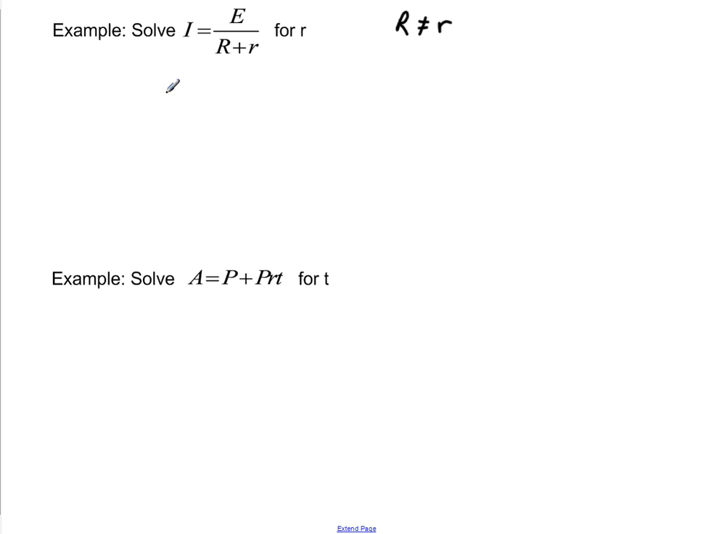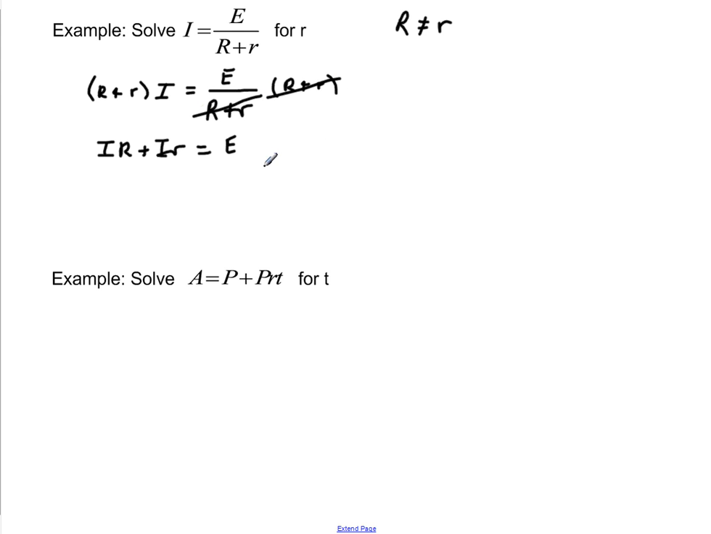Well, this is like one of those rational equations that we had before, where we've got a denominator, but we need to eliminate the denominator. So what I'm going to do on this particular equation is multiply both sides of the equation by the common denominator of R plus small r, R plus small r on both sides. All right, so I have an equation that looks like this: I times R, if I distribute, plus I times small r is equal to E. The purpose of multiplying both sides by R plus small r was to eliminate that.